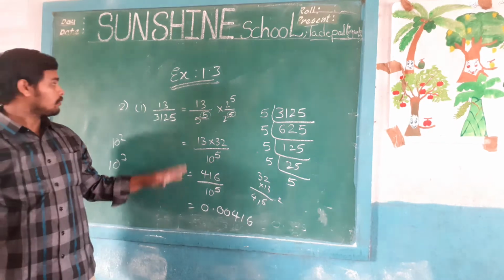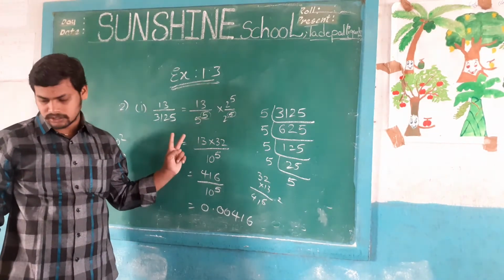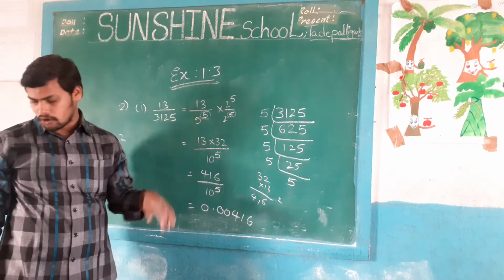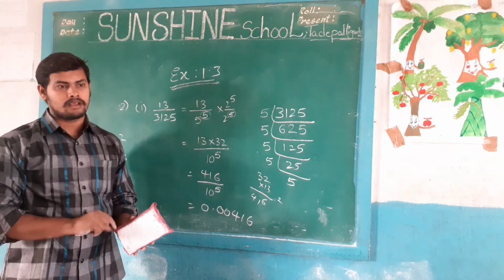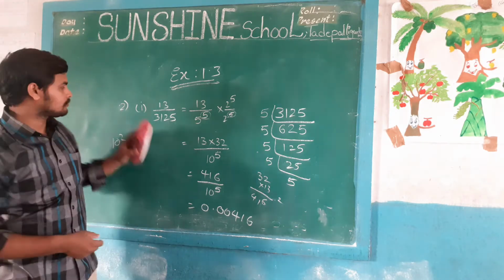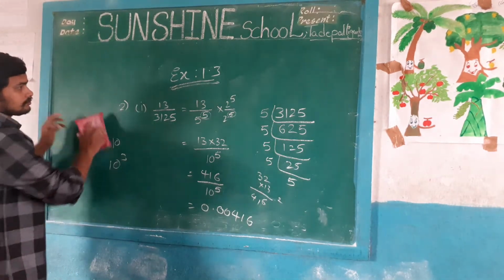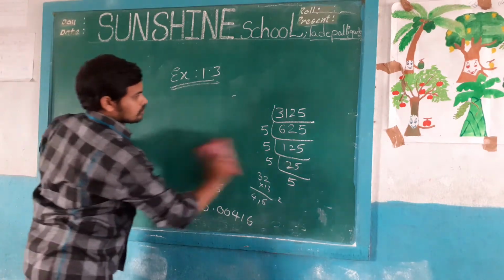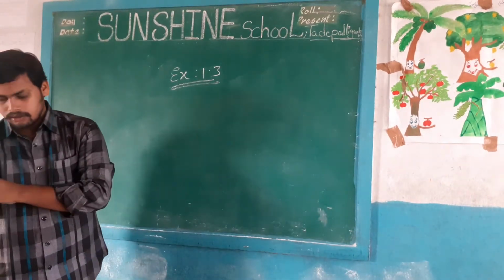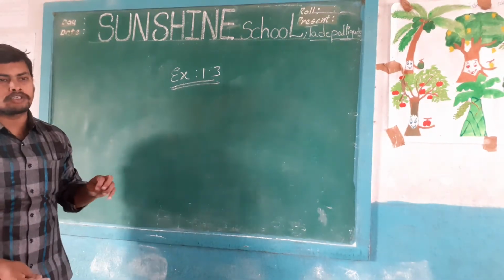In the similar way, do all the second round sums now. In the similar way, third round sums also in the same manner. Fourth round. Any doubts? Fourth round of first sum.